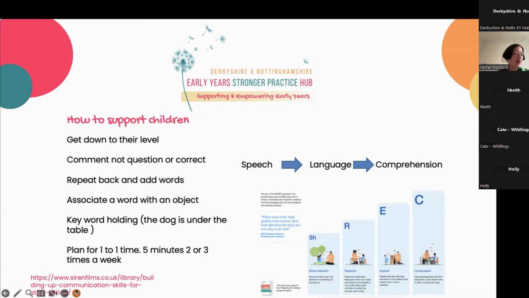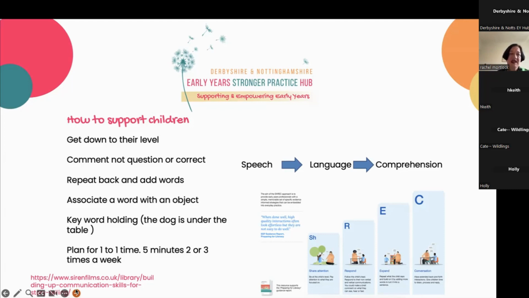So showing that we're interested. We saw in that baby video, didn't we, children communicating from the very first day in which they're born as part of that. And so showing an interest in them, getting down to their level, commenting, as I just said, about what they're talking about, not overcorrecting children. That can really put children off. So just repeating it back with a word added or that grammar corrected as part of that.